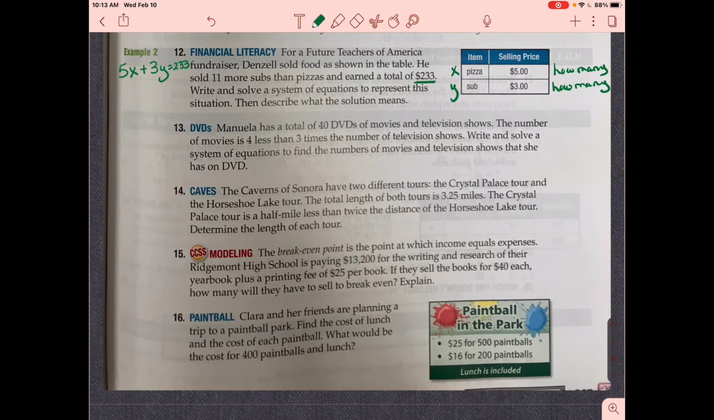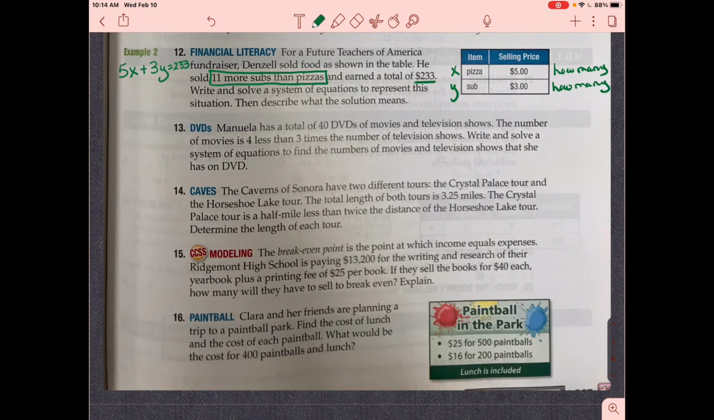Now I need to do one more that has something to do with quantity. And lots of times what they do is they tell me that he sold like a total of 100 items, so I would do X plus Y equals 100. But in this case, I have something just slightly trickier. He sold 11 more subs than pizzas. So I have a combination there.